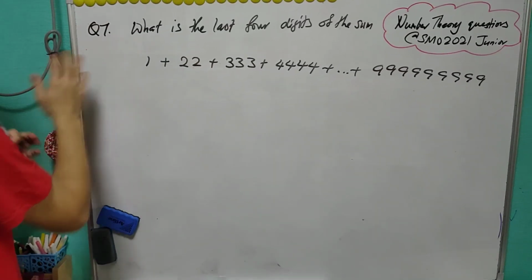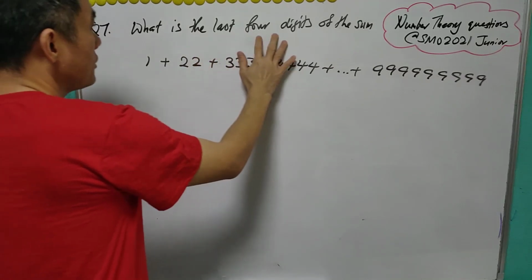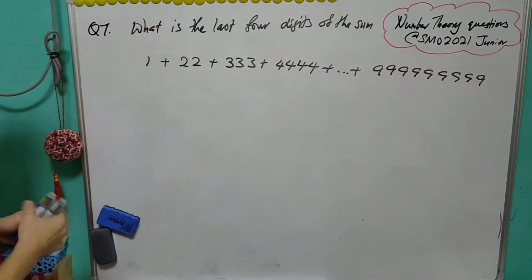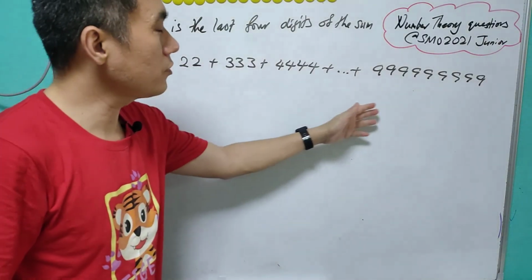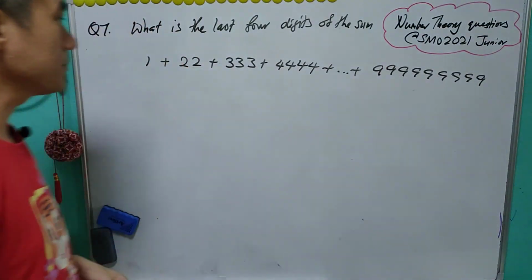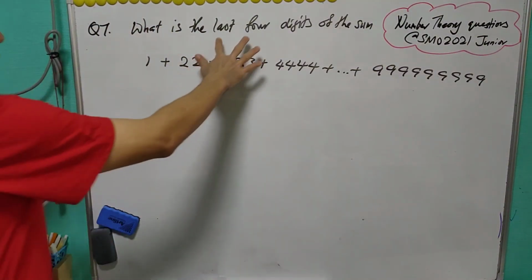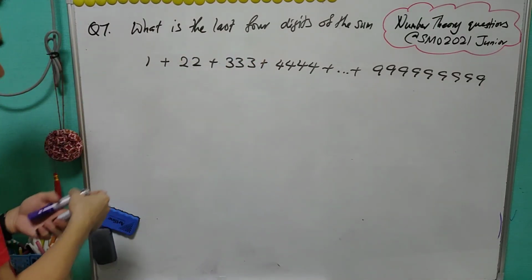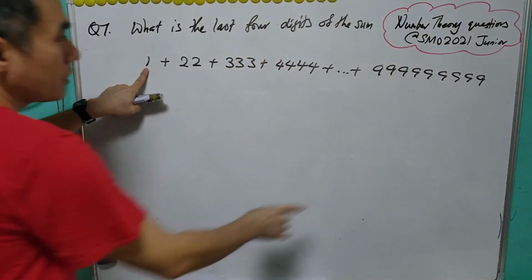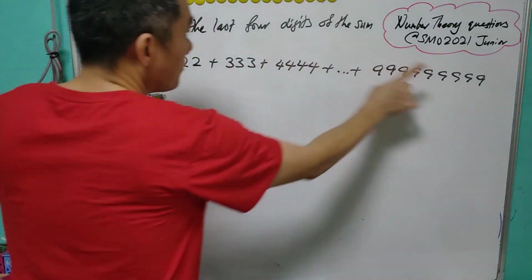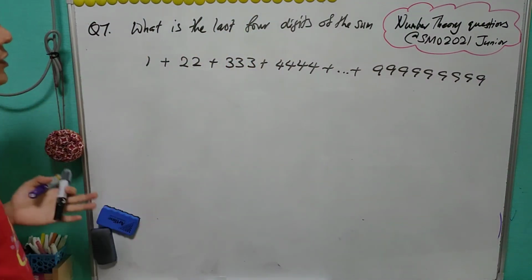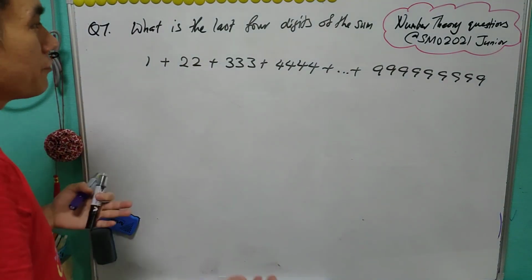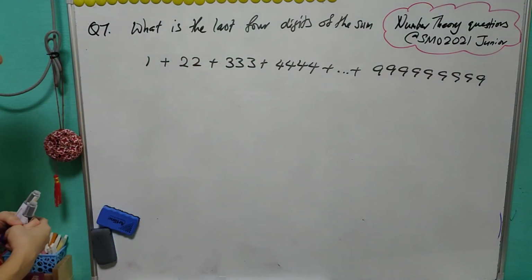For question 7, we are asked to find the last 4 digits of this sum. So we have 1 to the power of 1, 2 to the power of 2, 3 to the power of 3, 4 to the power of 4, and so on until 9 to the power of 9. Because we only want the last 4 digits, we can combine the first one and the last one. After we combine them, the last 4 digits will all be 0. So it won't affect the last 4 digits of the sum.